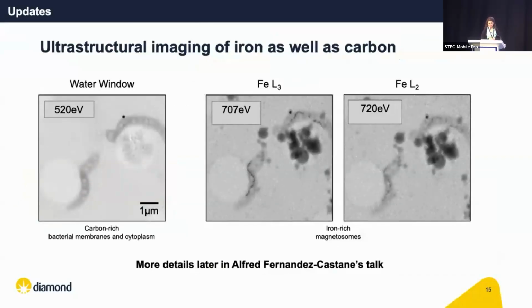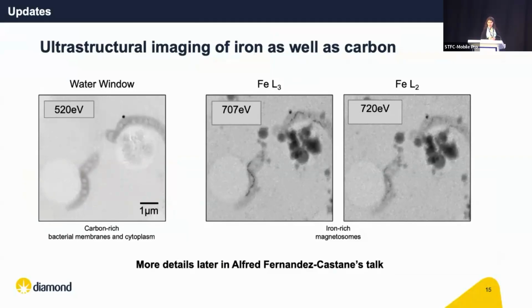Also, lately, many more users are using our workflow to identify the structure of organelles that are not easy to identify within the water window, so they are not carbon-based, for example. And we are going to hear more about this specific example from Alfred later on.